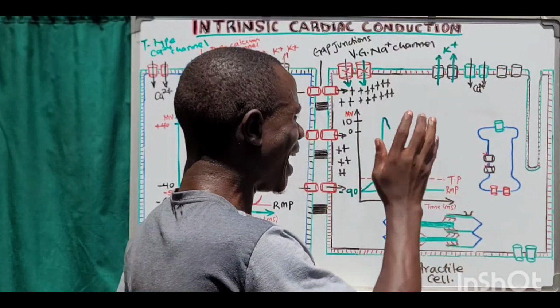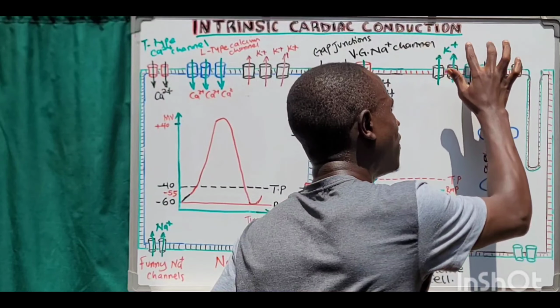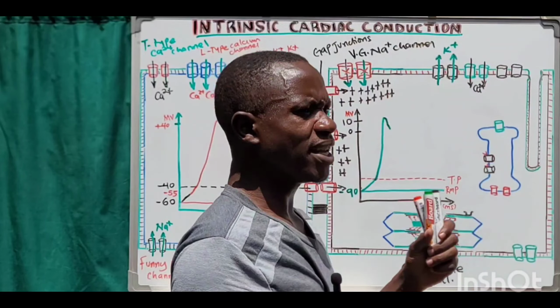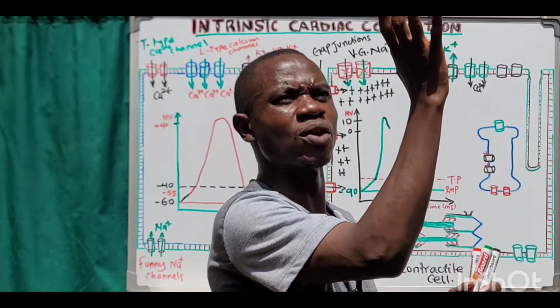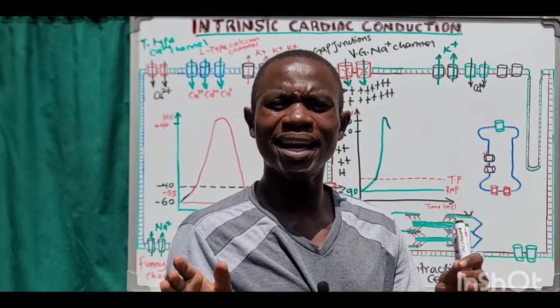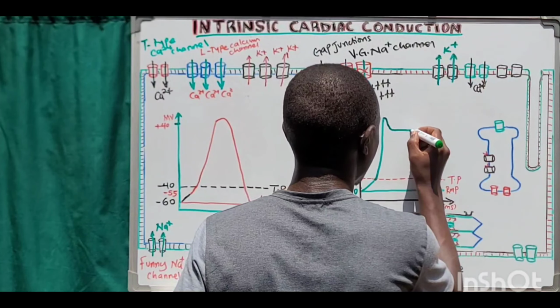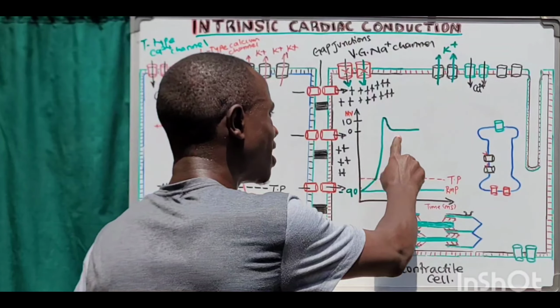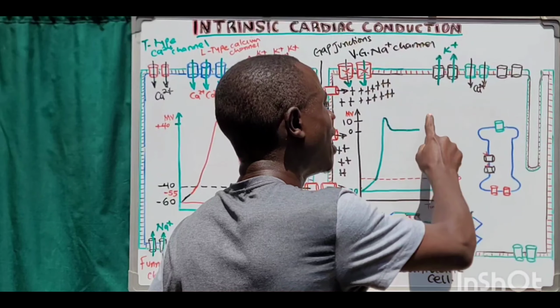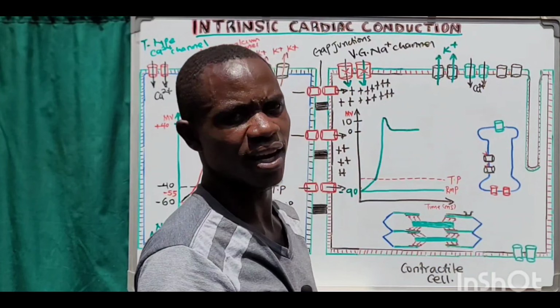Now, at this moment, we are having potassium moving out, and again we are having calcium moving in, meaning that we are moving out cations and we are bringing in cations. At this point, we are not going to be having any change in the membrane potential. For that reason, we are going to be having what we call a plateau. It means there's no change in membrane potential, since we are effluxing potassium as we are influxing calcium ions.